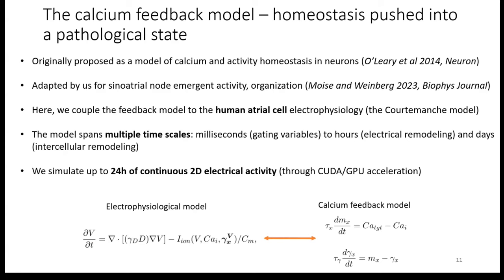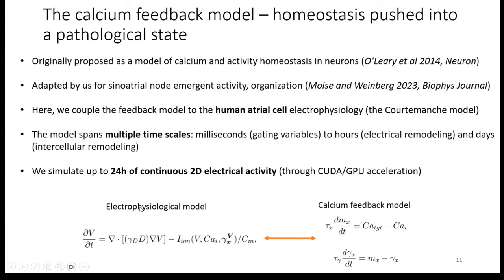So really the idea is that you have this feedback model that's a model of homeostasis. Usually its purpose is to maintain homeostasis and keep things at a physiological level. But in our case, in the disease case, it's pushed into a pathological state. So just to reiterate, we coupled this feedback model to the human atrial cell model that I showed you. And it's going to span multiple timescales, from milliseconds to hours. And what we do here, and it's novel, is that we simulate up to 24 hours of continuous 2D electrical activity. So we have this tissue where we look at millisecond events, but we simulate it up to 24 hours of simulation time. And really CUDA and GPU made this possible, because otherwise you couldn't have done the time scale here.